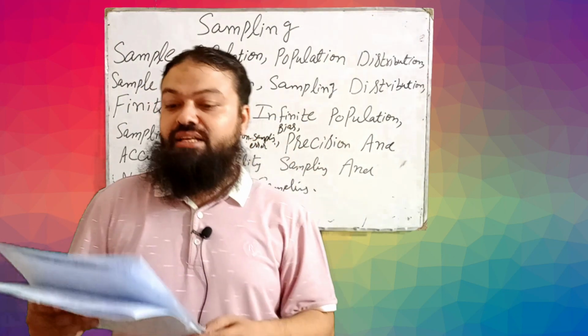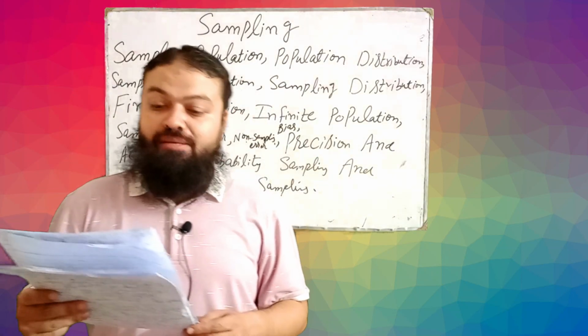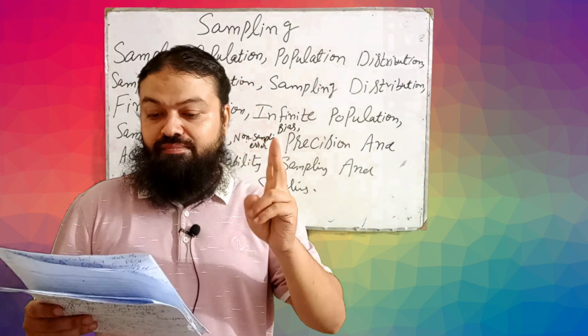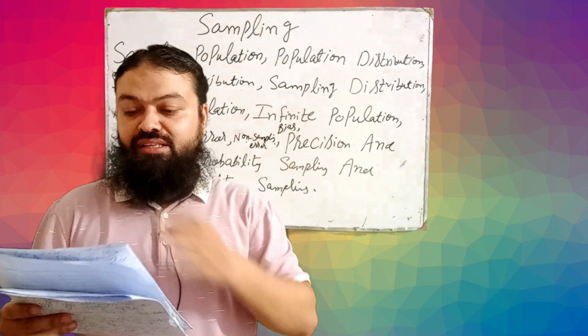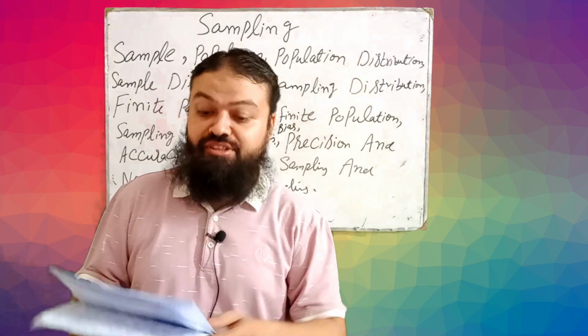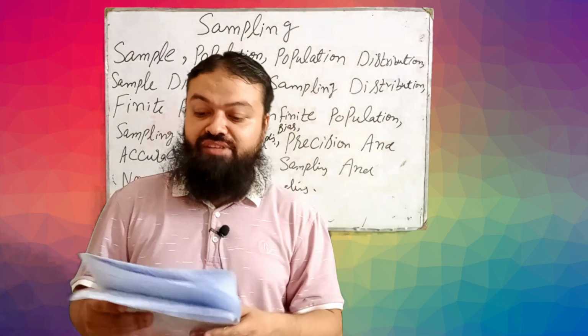Number 19, which of the following is not the example of a non-random sampling technique? Number 1, purposive. Number 2, quota. Number 3, convenience. Number 4, cluster sampling. That is the fourth one. Which is the example of random sampling? These are non-random: purposive, quota, and convenience.